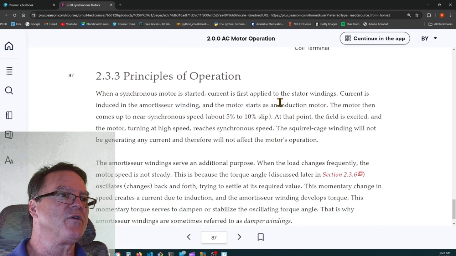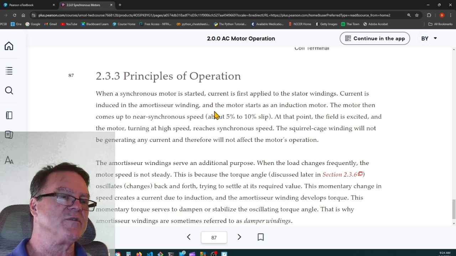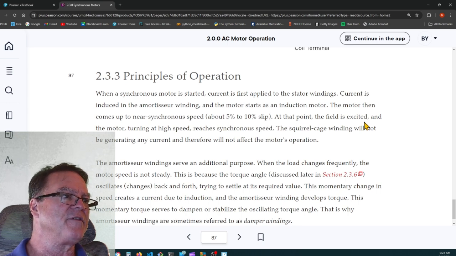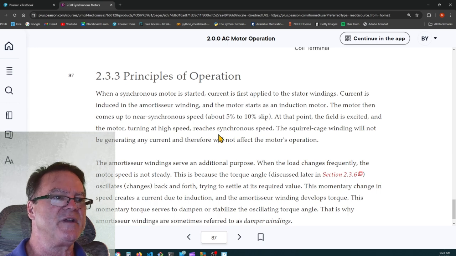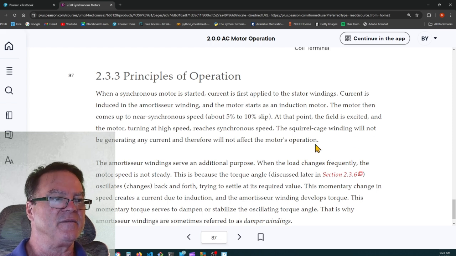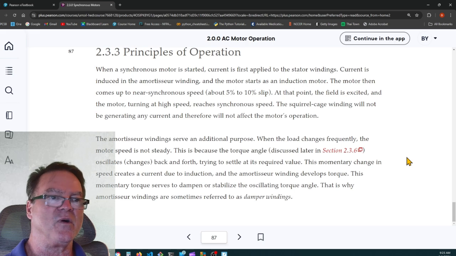When a synchronous motor is started, current is first applied to the stator windings. Current is induced in the amortisseur winding, which is that squirrel cage winding, and the motor starts as an induction motor. Motor then comes up to near synchronous speed. They say about 5 to 10% of slip. At that point, the field is excited and the motor turning at high speed reaches synchronous speed. The squirrel cage winding will not be generating any current and therefore will not affect the motor's operation. So at synchronous speed, the squirrel cage windings are not cutting any lines of flux. They will not interfere with the workings of that synchronous motor.